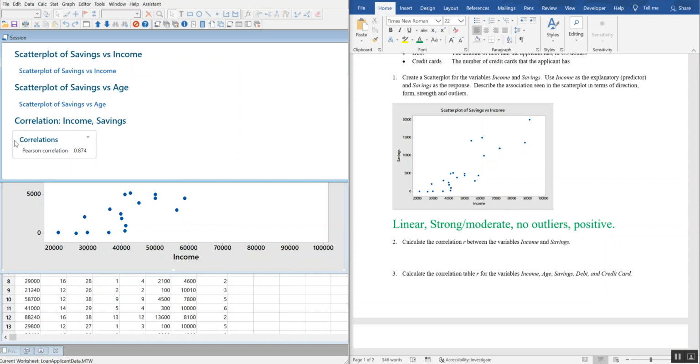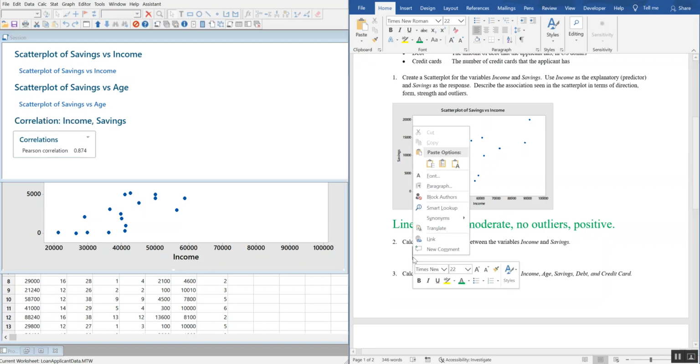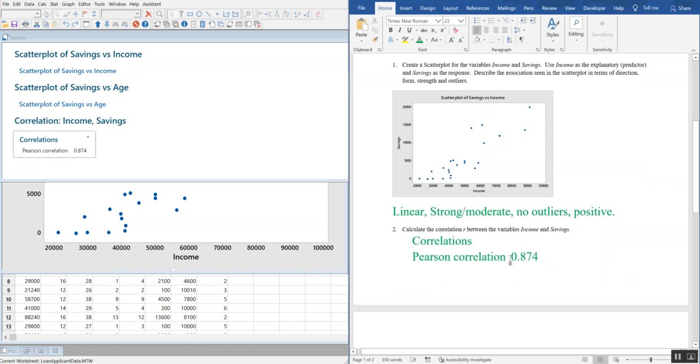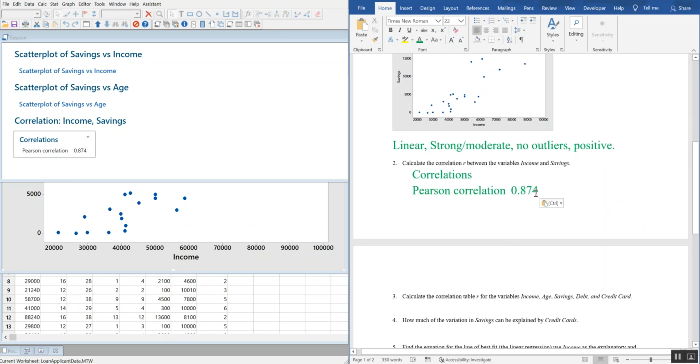All right, so there's my correlation value. I'm just going to copy it and paste it into my document. Oh, and it went in green. So one thing that's nice to notice about this is, yes, it is pretty strong like we saw up here, and it's positive like we saw up here.